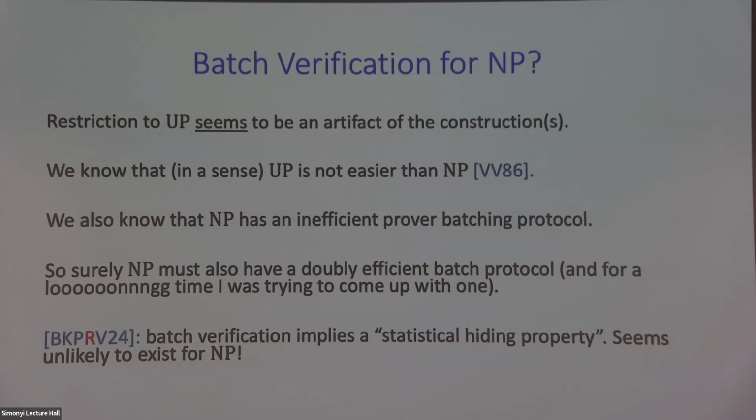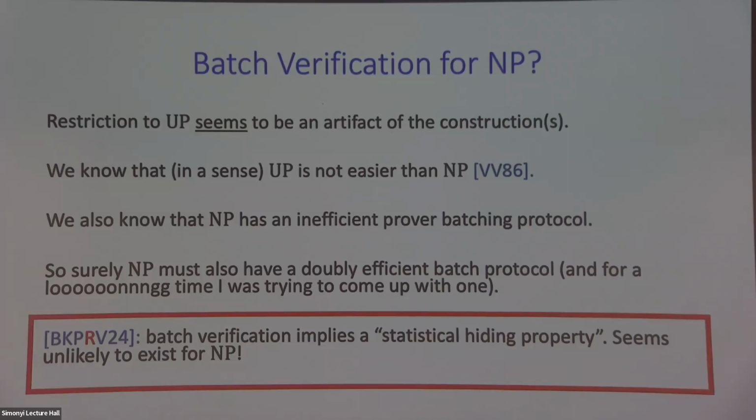We showed that if you have a problem that has a batch verification proof, this actually implies that the same problem has a different proof system, which has a hiding feature. And it seems to us unlikely that NP would have a similar hiding feature. So that's the high level. Let's be more precise. Any questions?